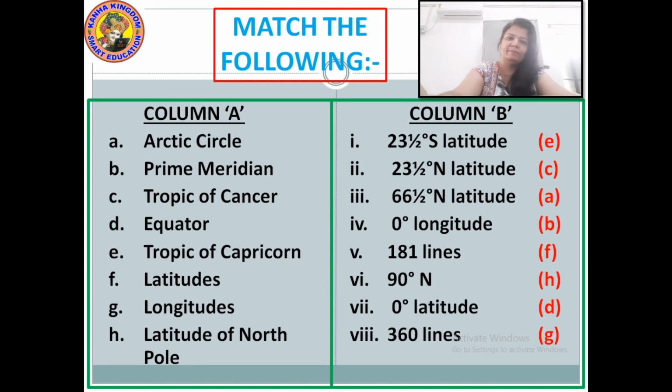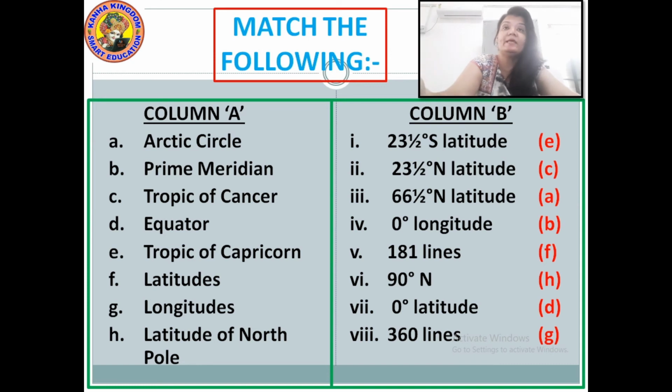Match the following. For this you have to make two columns again, column A and column B. Now first we will write all of column A. We will complete column A first.